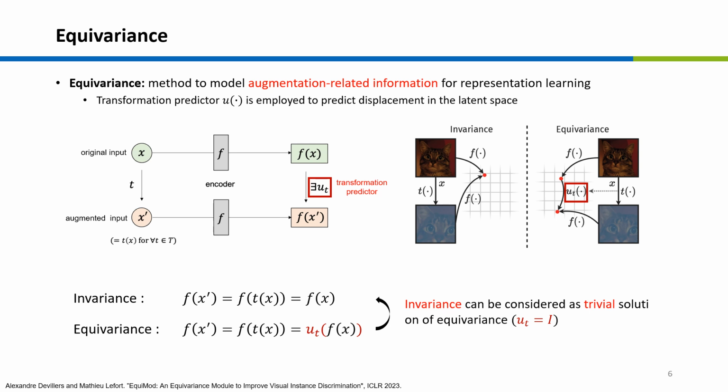In the diagram on the left, we start with an original input x. When this input is augmented, we get x prime, which is a transformed version of x using some transformation t. The traditional invariance concept of learning aims to make f(x prime) equal to f(x), which is effectively ignoring the transformation. On the other hand, equivariance introduces a transformation predictor u. It estimates the displacement in the latent space which corresponds to the transformation applied to the input space.